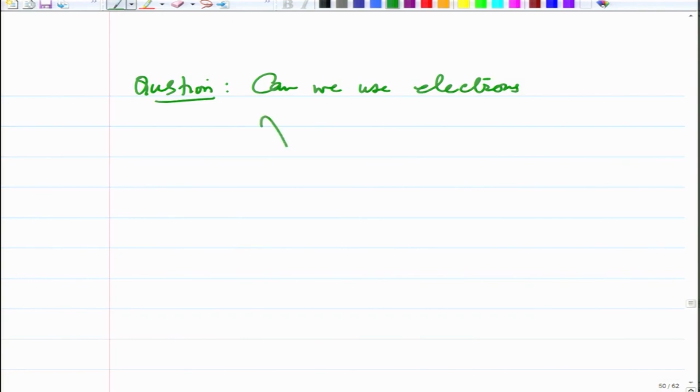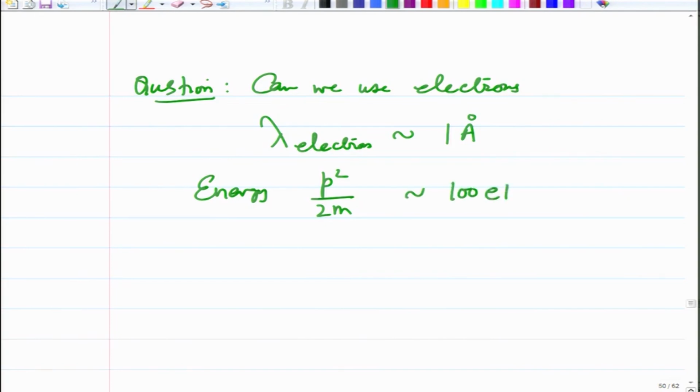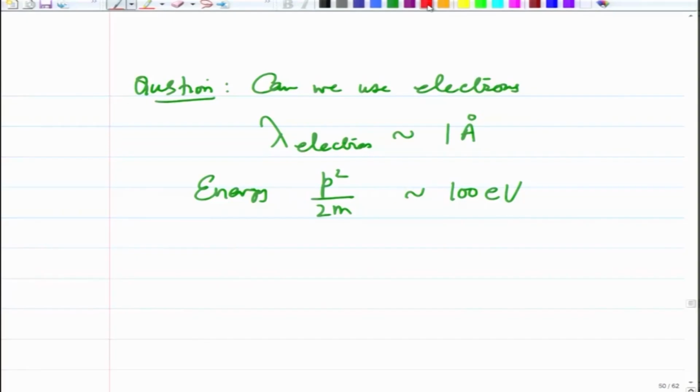So, these electrons should have lambda of the order of 1 angstrom, and if you calculate the corresponding energy p squared over 2m, it comes out to be of the order of 100 eV. So, again I need instrumentation that should be able to detect a change of meV range in this 100 eV. I can use electrons, but there is one more trouble with electrons.